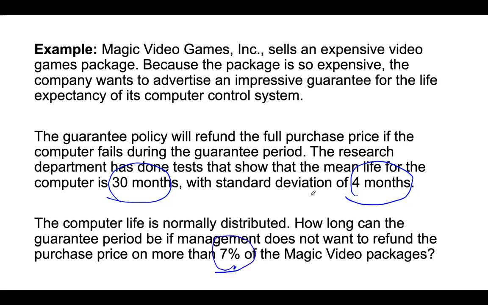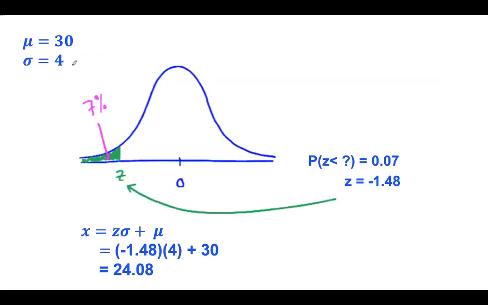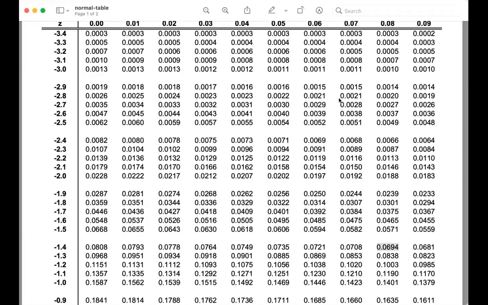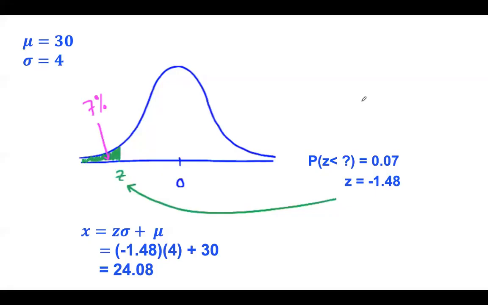So they don't want more than 7%. We have our mean and our standard deviation and 7%. So we want the probability that Z is less than 0.07. We know the probability, so we can compute the Z score. We choose negative 1.48, because this one's closer to the actual value of 0.07. So we got our Z value here.